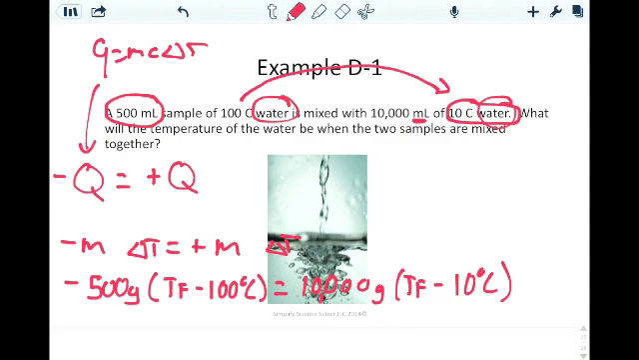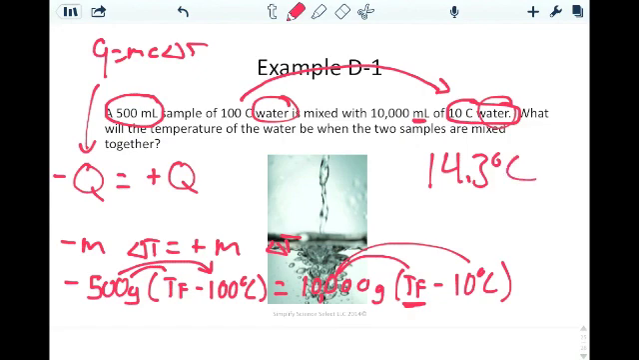Now when we're solving for this, distribute, and then solve for temperature final. If you do this one right, what you'll see is that your final temperature will be 14.3 degrees Celsius. That will be your final temperature, because this sample will only raise that sample just a little bit.